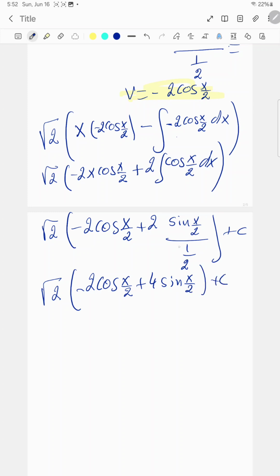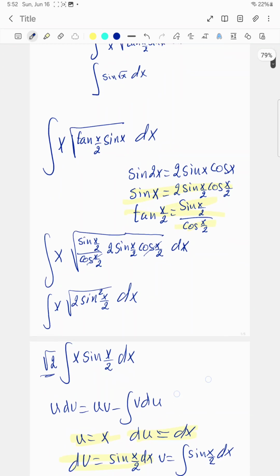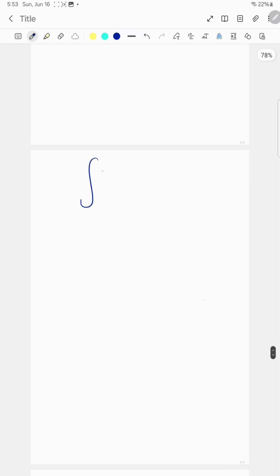Because when I divide by 1/2, I have to multiply, but I have to flip 1/2. It becomes times 2. 2 times 2 is equal to 4. So this is the solution of the first problem. Let's solve the second problem, which is the integral of sine square root of x. So the second problem is the integral of sine square root of x dx.